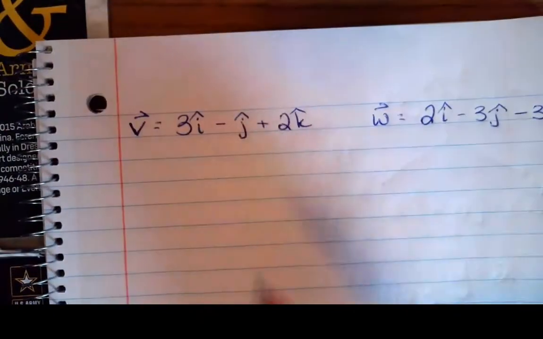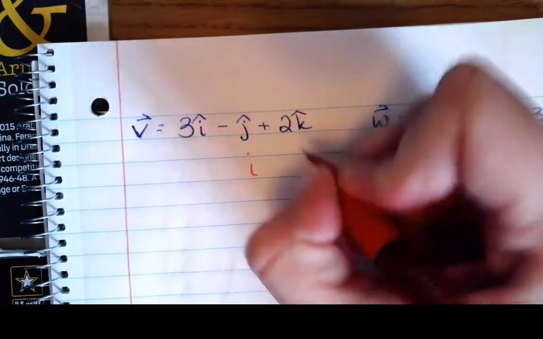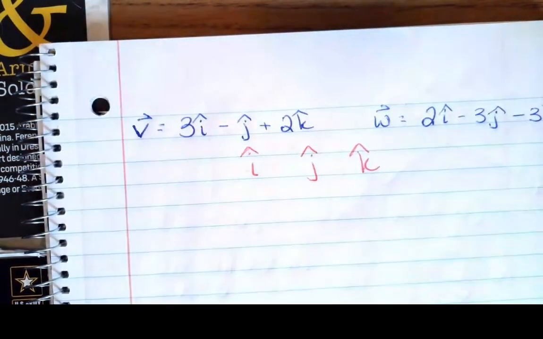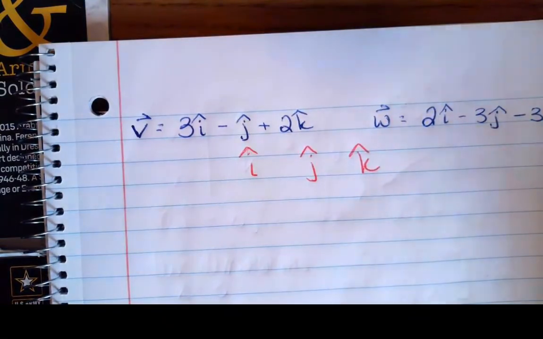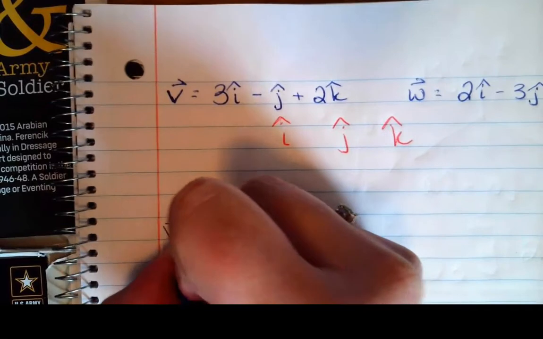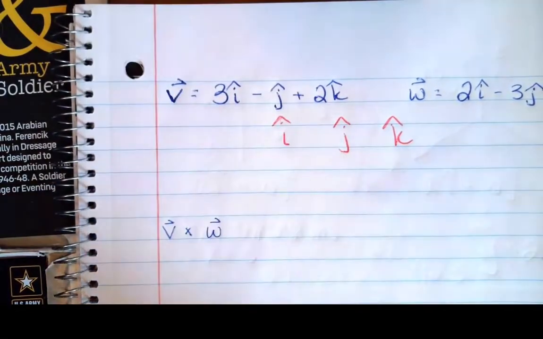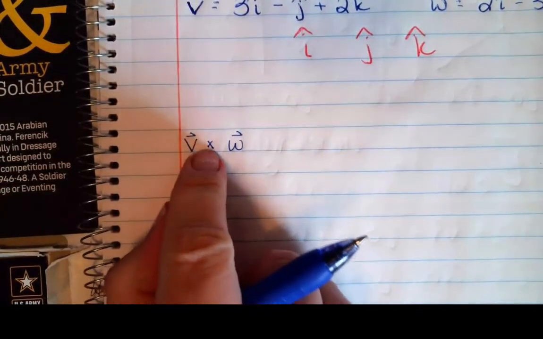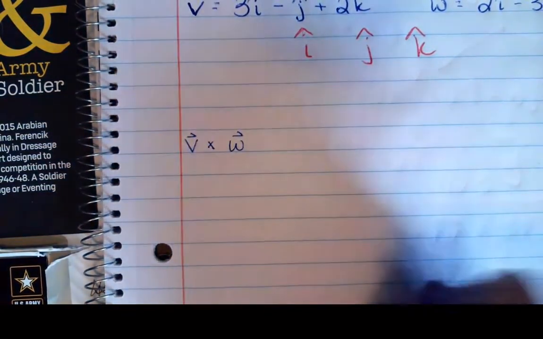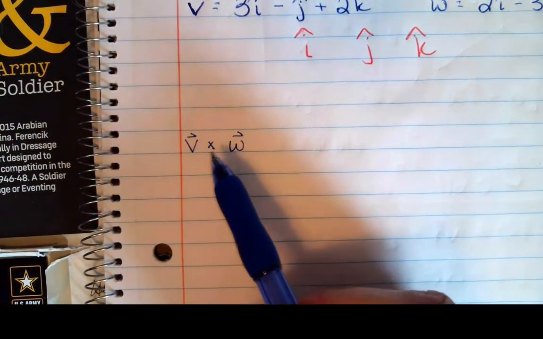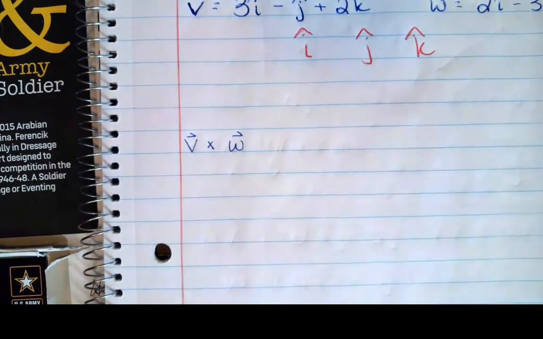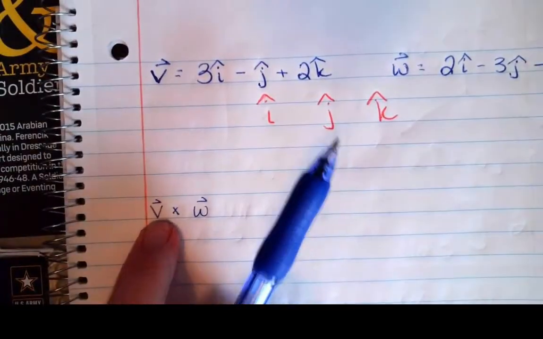Okay, so the first thing you want to do is right across the top, we're going to do an i, a j, and a k. And you're going to do this every time. Sorry, I should probably tell you what we're finding. We're going to find this. Okay, so this is the cross product of vectors v and w. And because we're lazy math people, we're just going to say the cross of v and w, or v cross w.